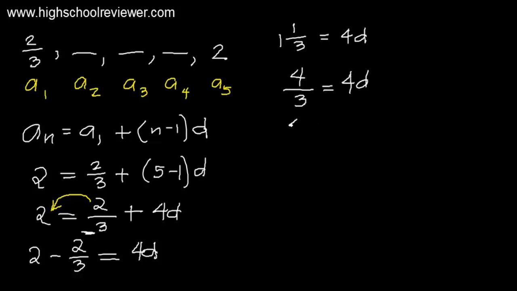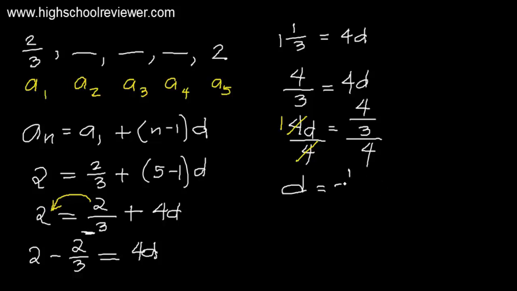So we can rearrange this. 4d will be equal to 4 over 3. And to find for d, we need to divide both sides of the equation by 4. Okay, so 4 divided by 4, we can cancel this out. This is equal to 1. So 1 multiplied by d, this will be equal to d. And we will have here 4/3 divided by 4. Okay, let's compute that. 4/3 divided by 4, that will give us 1/3. So 1 over 3. So our d is 1 over 3.